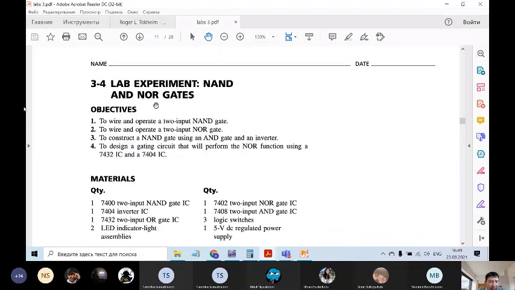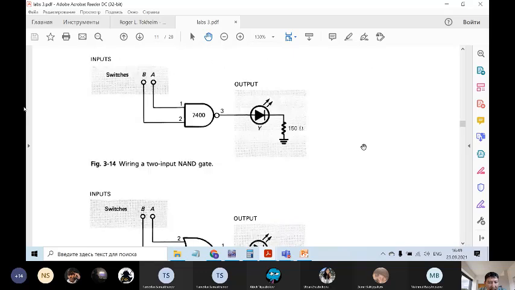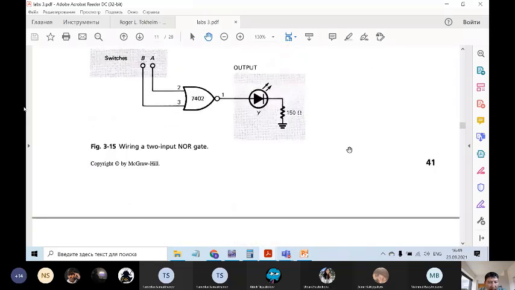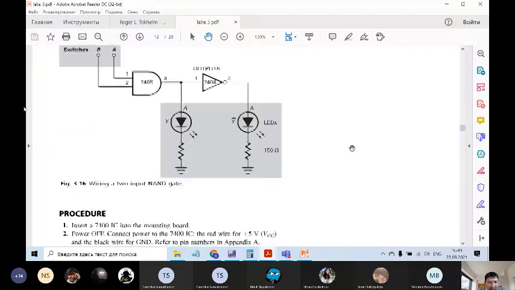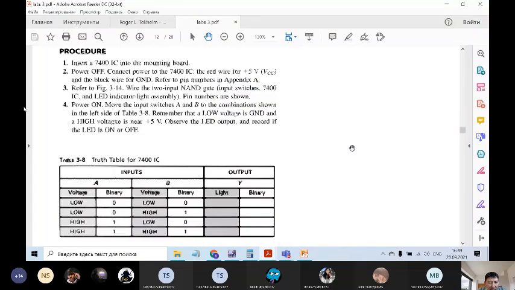Here you need to use NAND and NOR gates. This is simple. It's also simple.